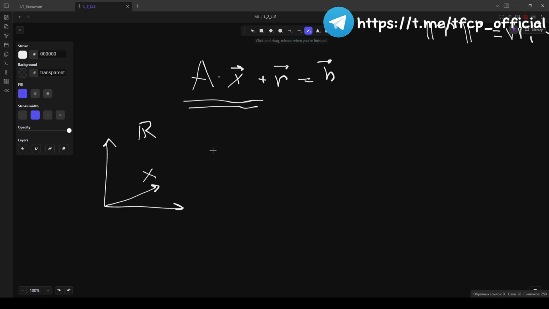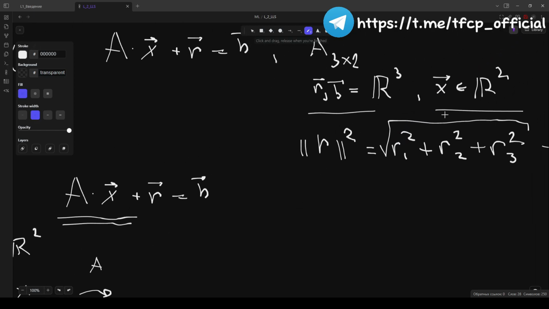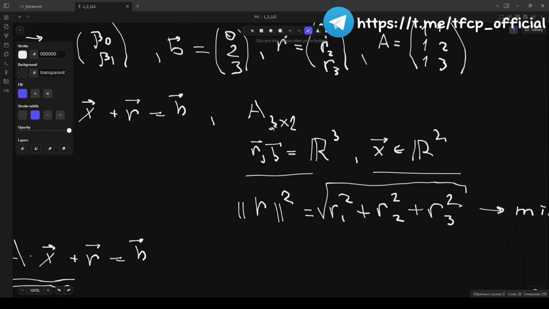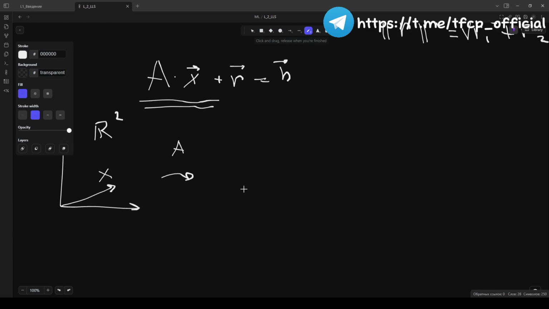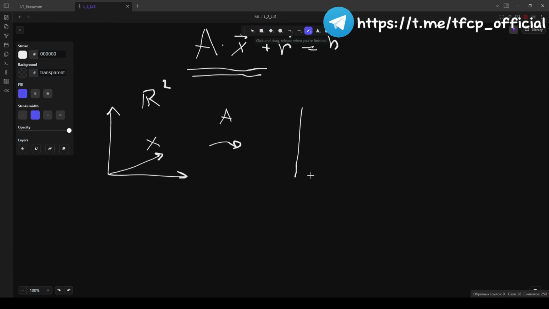Next, I apply the matrix to this space R2. In particular, I multiply it by this specific vector x. What happens to the entire space and to the vector x? This entire space transforms from two-dimensional to three-dimensional because the matrix A has 3 rows. There is actually already a space here, indeed.